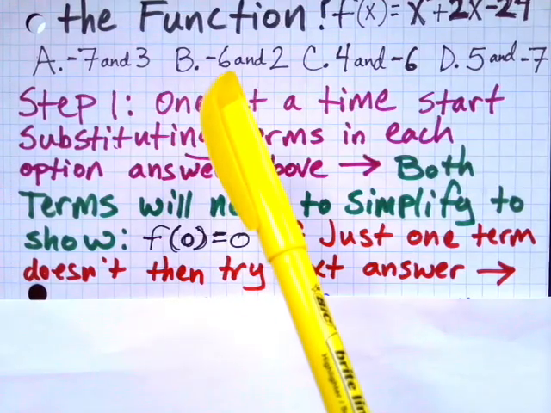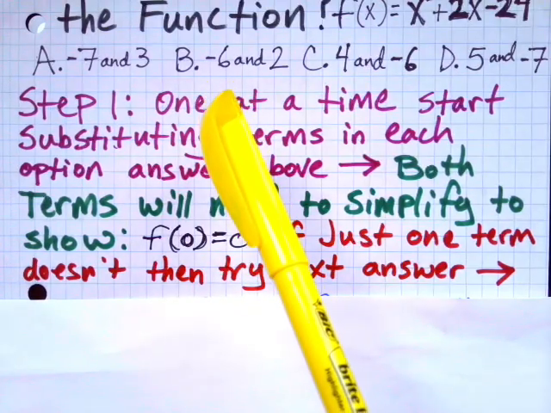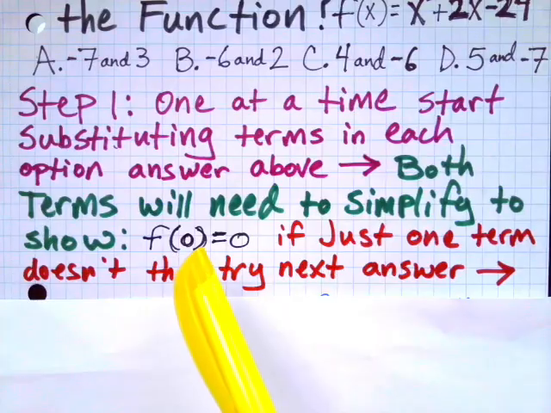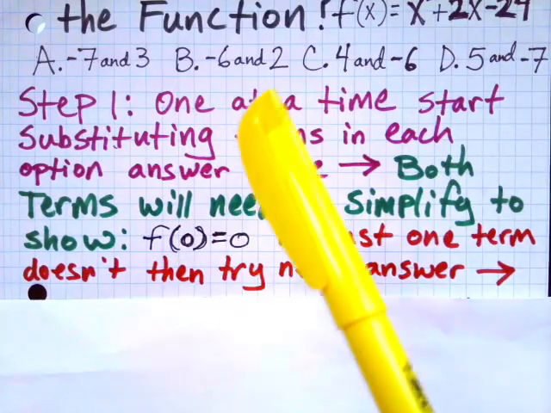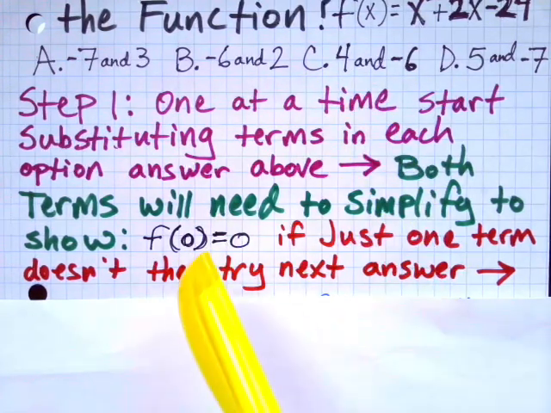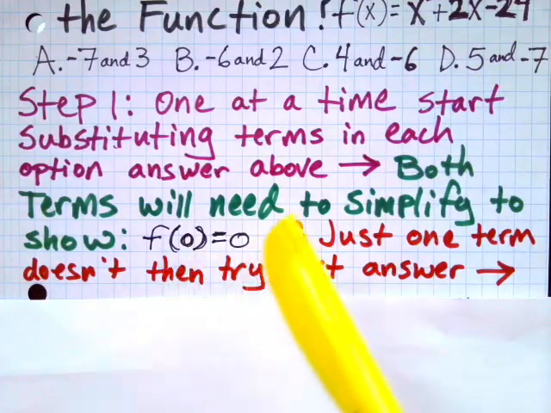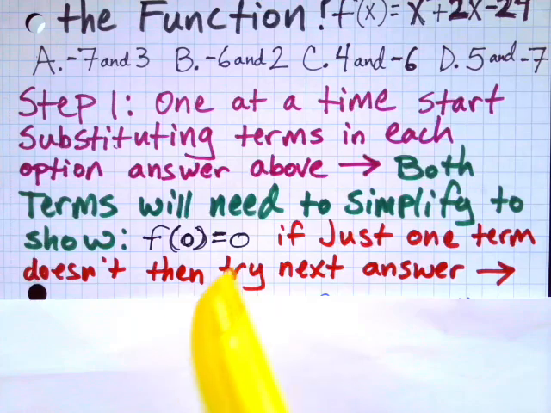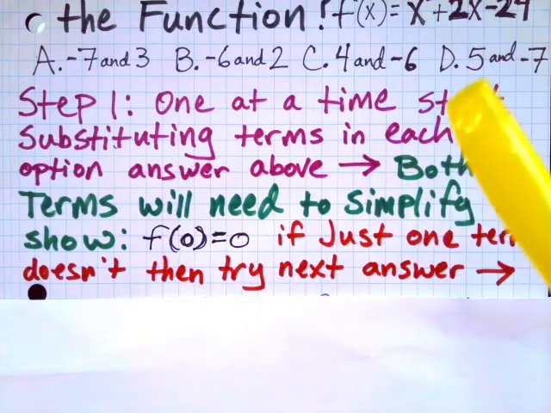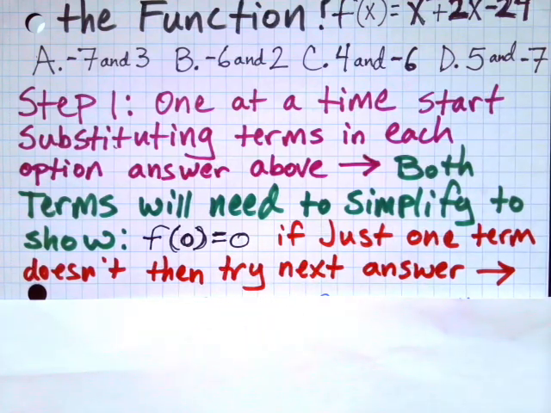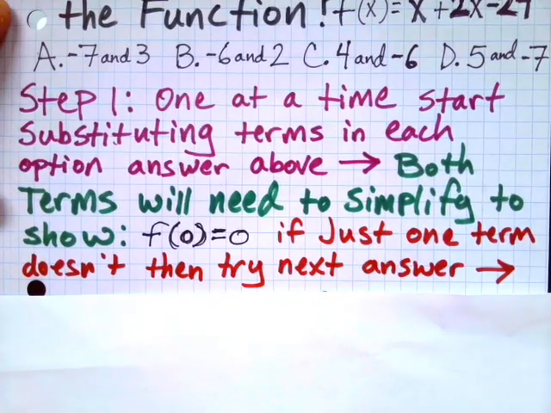And then you go to B, and if -6 doesn't work, then you move on to C. If that doesn't work, you go to D. And if 5 works, then -7 has to also work in order for D to be the answer. Hopefully that didn't confuse anybody. Let's go ahead and take a look at what I'm talking about.